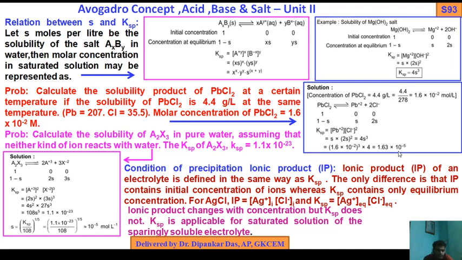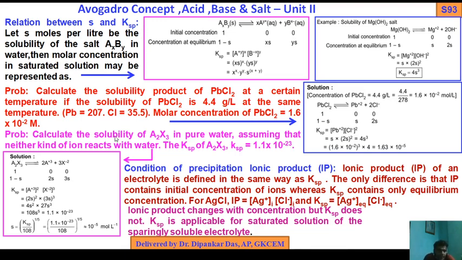Okay. Next example and next numerical problem: calculate the solubility of A2X3 in pure water, assuming that neither kind of ion reacts with water. The Ksp of A2X3 is given as 1.1 × 10^-23. Again, same thing, A2X3; instead of a real compound, you are given a letter type.